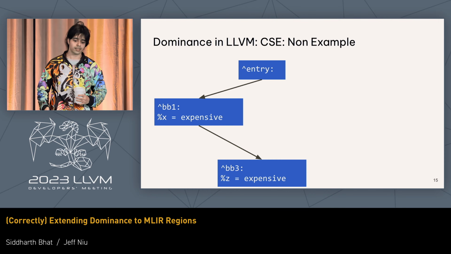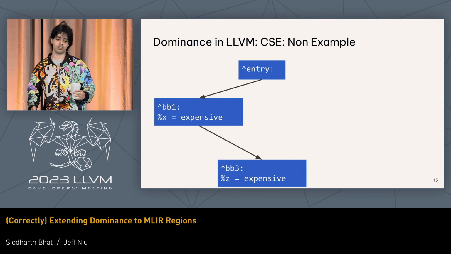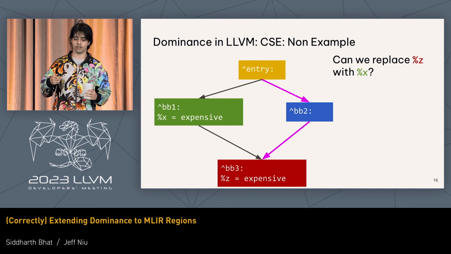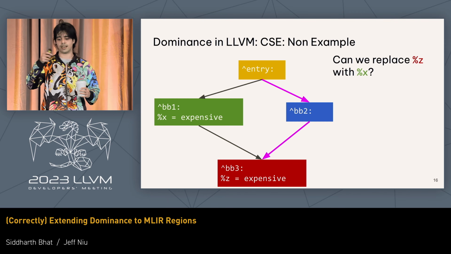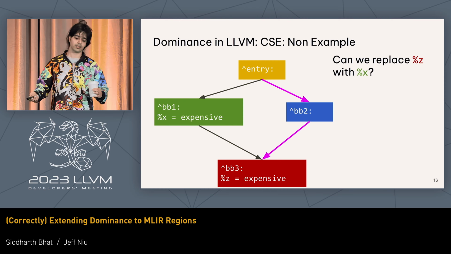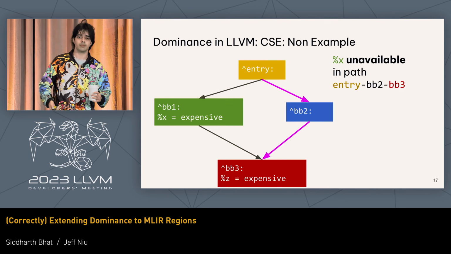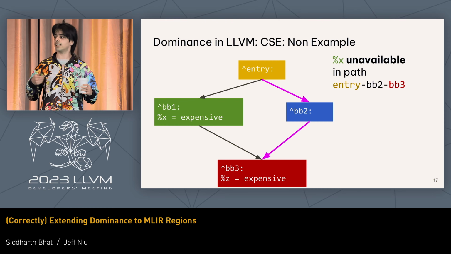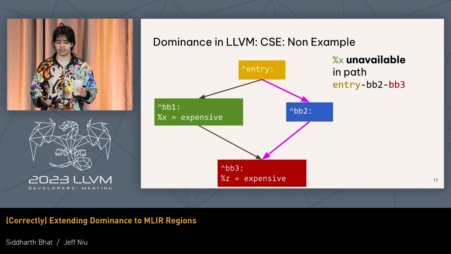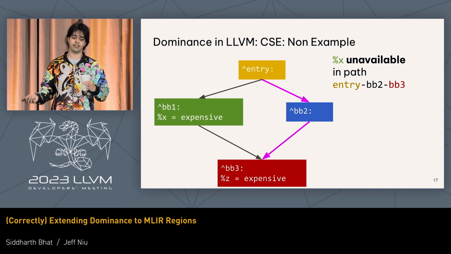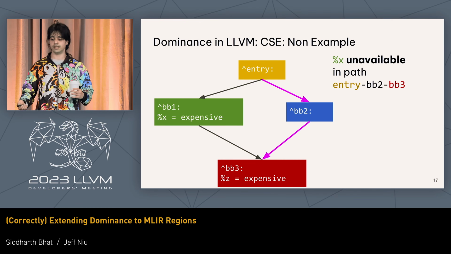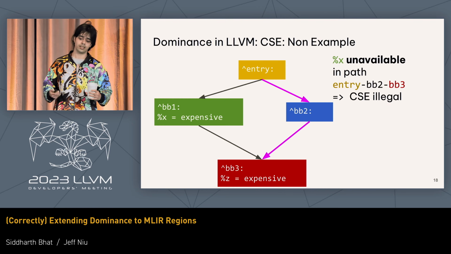Now for a non-example, let's change the control flow graph. Let's imagine that we have a control flow graph that looks like this, where we once again have this diamond shape. If we again ask the question, is it safe to replace? Then the answer is, well, no, it's not, because for the exact same reason as before, it's not legal to replace z with x, because x isn't always reachable. And so CSE is illegal.